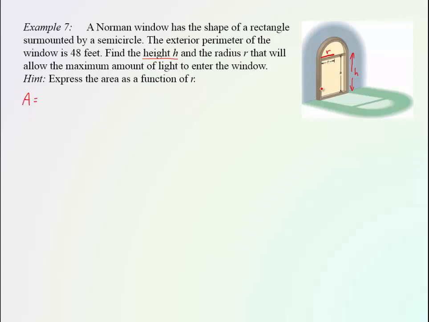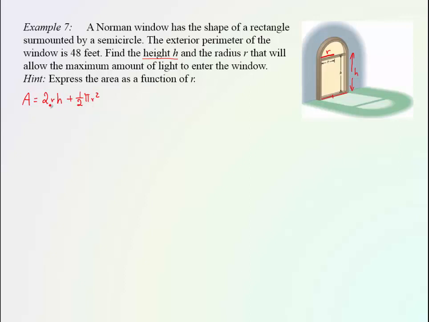Area is composed of the area of a rectangle and the area of the semicircle. So the area of the rectangle would be the base, which is actually 2 times r, 2r, times the height h, 2rh, plus half of the semicircle, so half of the area of the circle, which is pi r squared. Again, the area function presented this way is a function of 2 variables.